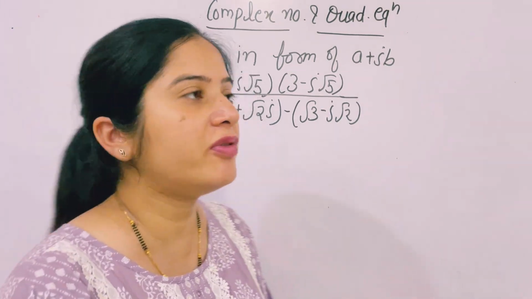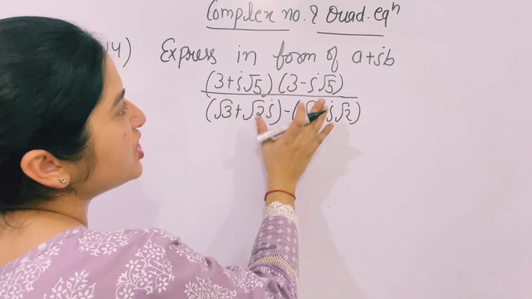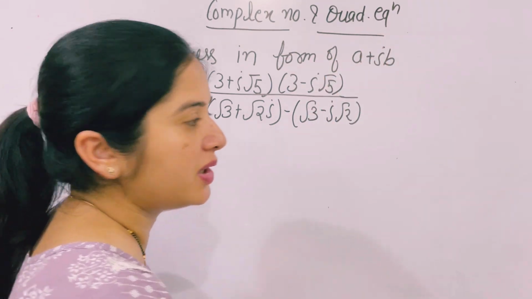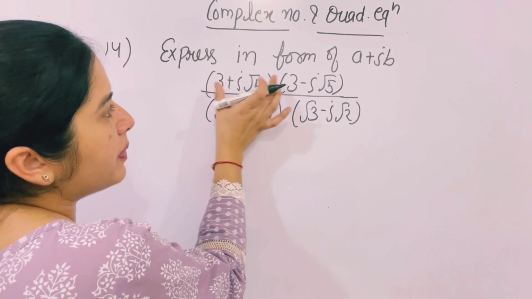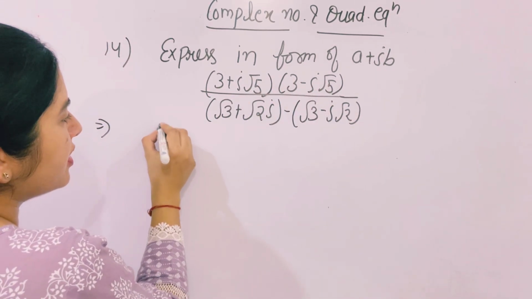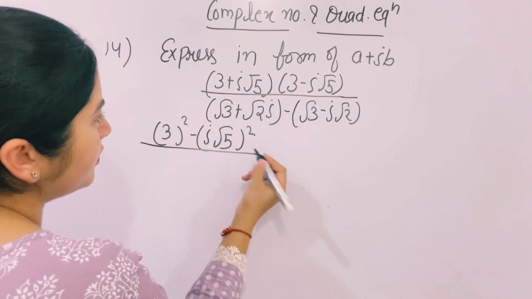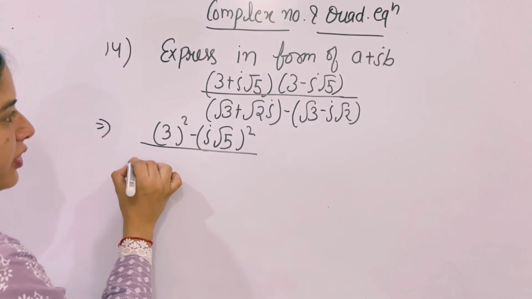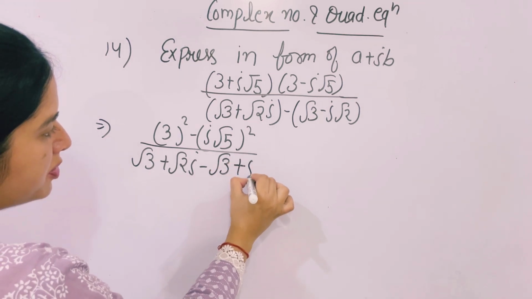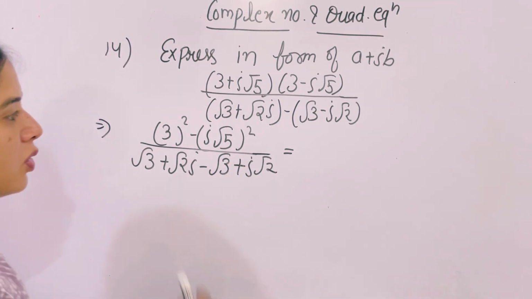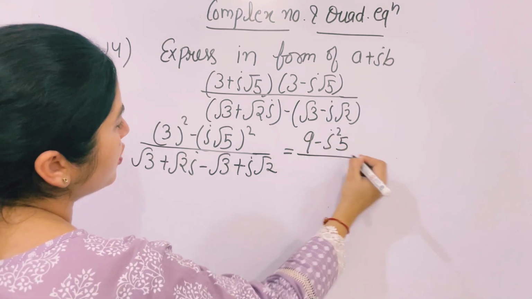Now we have to do question number 14. We have been given an expression. We have to change it into the form of a plus iota b. So now solve it. In the numerator we can see this is the formula of a plus b, a minus b, so it becomes a square minus b square. And in the denominator, if we open the bracket, we get minus becomes plus. Now 3 square will be 9, iota square, root 5 square is 5.